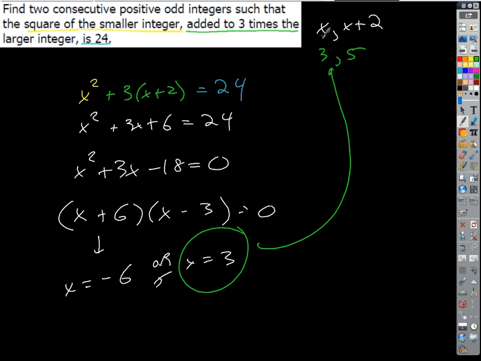But negative 6 and negative 4 work, don't they? We could prove it. The square of the smaller. Well, the smaller is -6, right? Smaller means lesser, right? So we get -6 squared is 36, plus 3 times -4 is going to give us, did I get that wrong? So we're getting, oh yeah, 36 plus -12 is 24, yep, right?